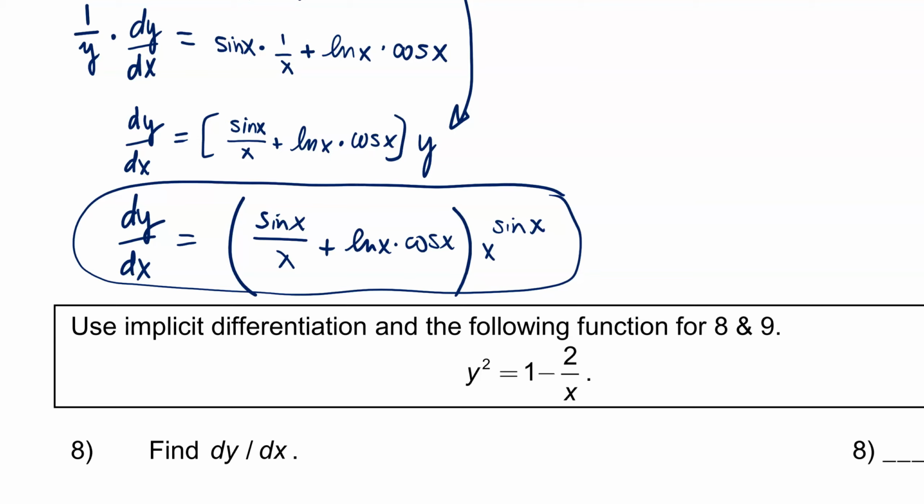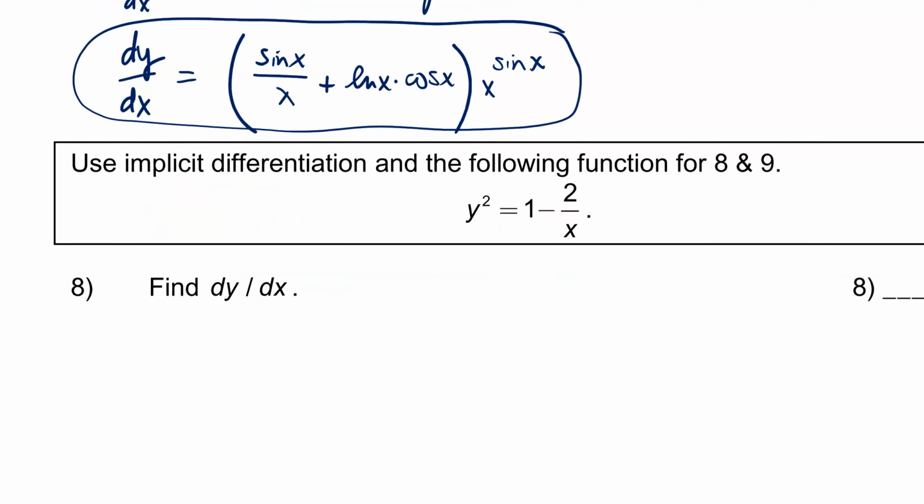I think I've written this a couple times. Parentheses are our best friend because they are correct grouping symbols. I think sometimes I use brackets just so I can be super clear if I have multiple things. Okay, use implicit differentiation to find the following function for 8 and 9.